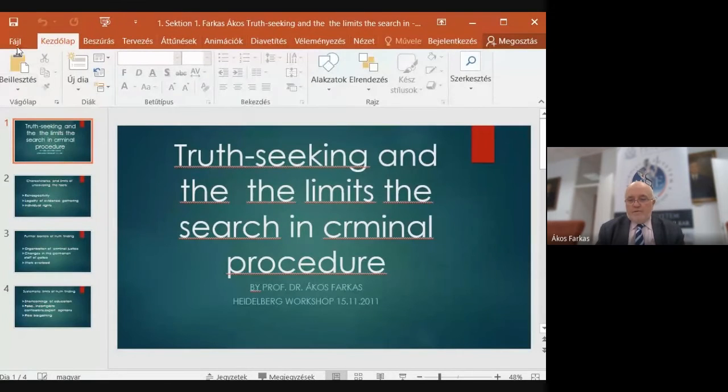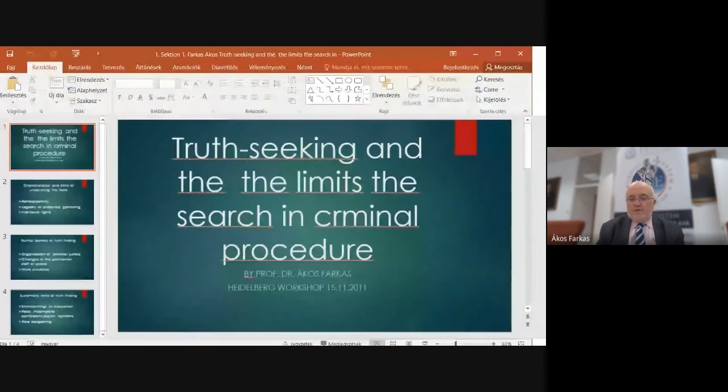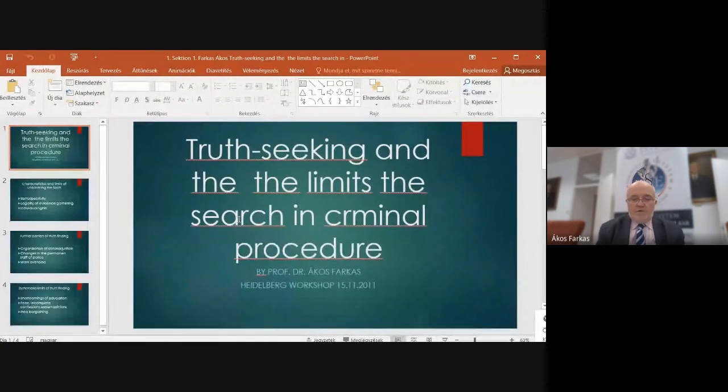Good morning, everybody. So my topic is the same as Professor Dannecker had, the truth seeking and the limits of the search for the truth in criminal procedure. In the classical view of criminal procedure, truth seeking is the waiting room of criminal justice. Without finding the truth, it is not possible to decide on criminal responsibility.